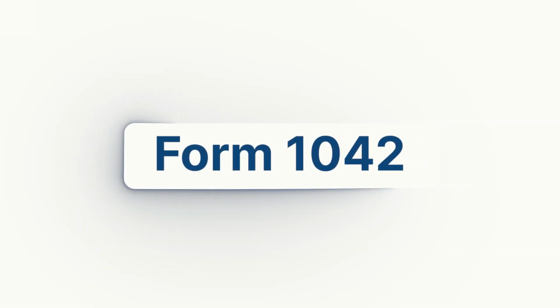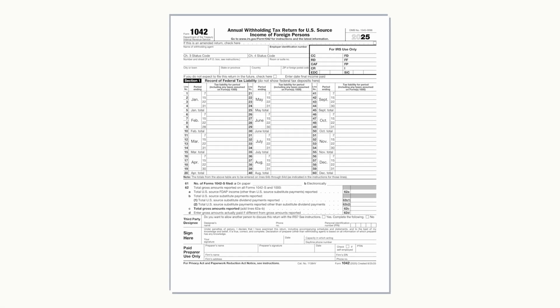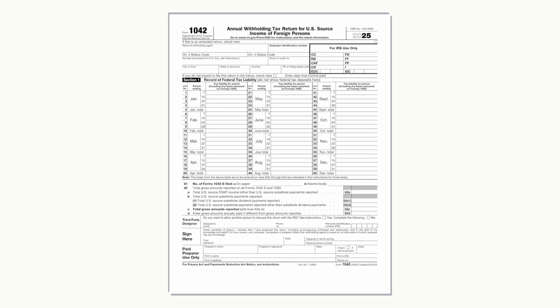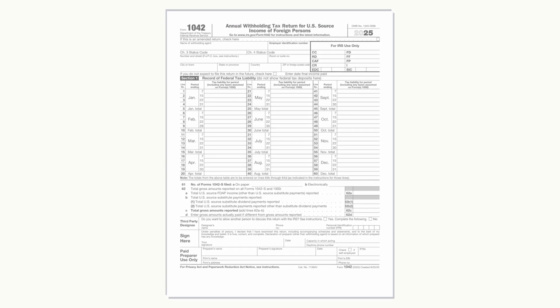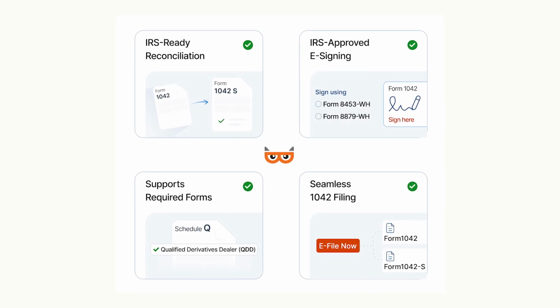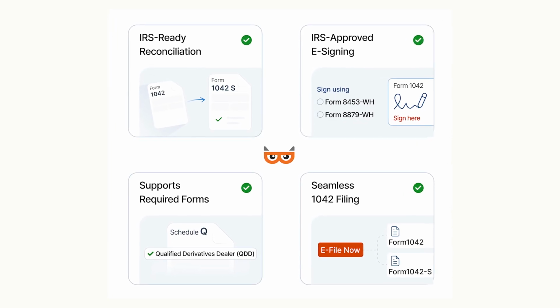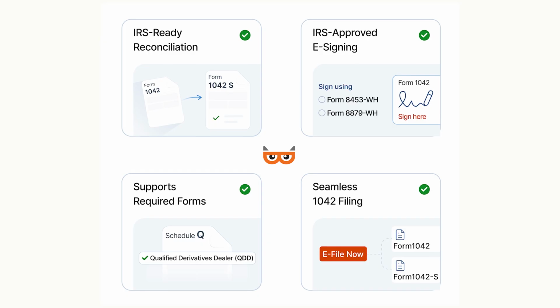Form 1042 is not a traditional income tax return. It functions as a reconciliation document that ties together withholding activity, deposits, Form 1042-S, and FATCA reporting. The IRS evaluates the form primarily for internal consistency, which is why TaxBandits structures the filing process to mirror IRS validation logic and reduce common filing errors.